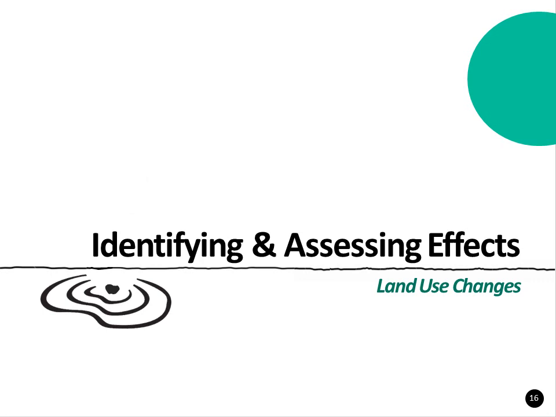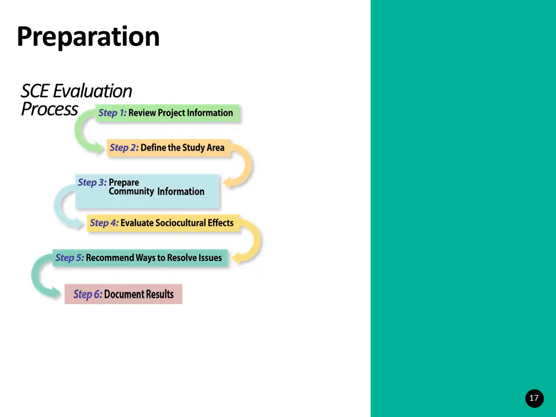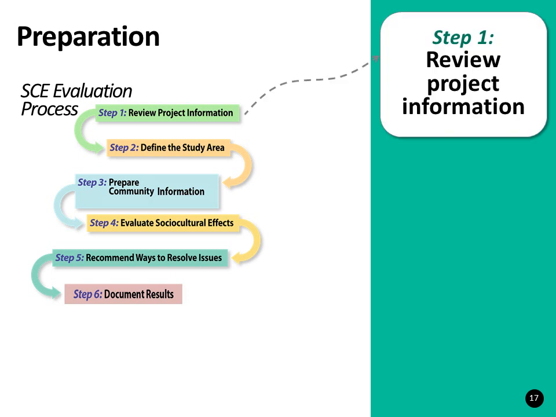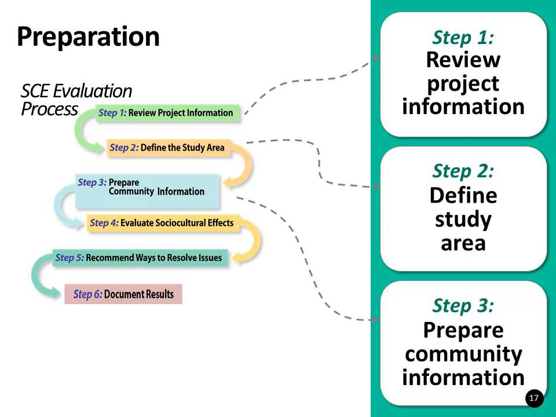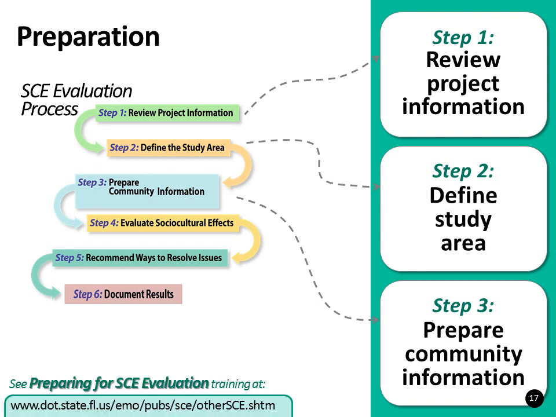That covers the issues. Now let's walk through the process for identifying and assessing potential land use changes. This point in the sociocultural effects evaluation process is Step 4, Evaluate Sociocultural Effects. In preparation for Step 4, we will have reviewed the project information, defined the study area encompassing any potential land use changes, and collected data that describes the community, including the land use context. You can learn more about Steps 1 through 3 of the sociocultural effects evaluation process by viewing Preparing for SCE Evaluation, a video on the department's SCE Resources webpage.